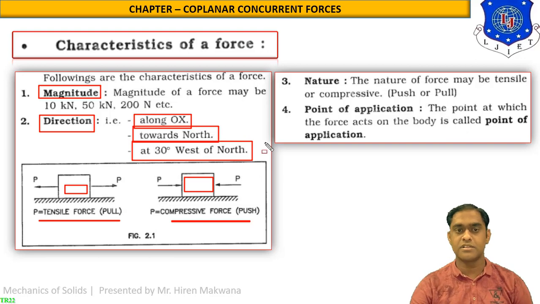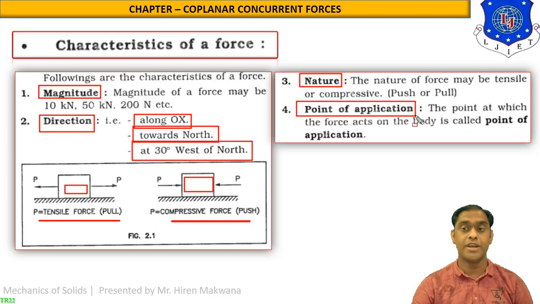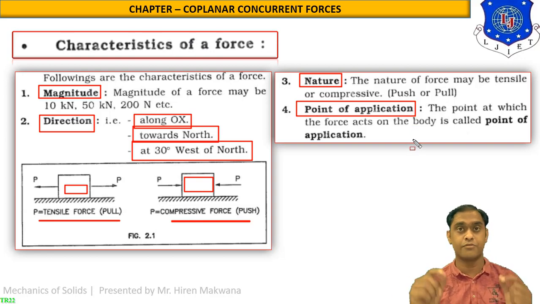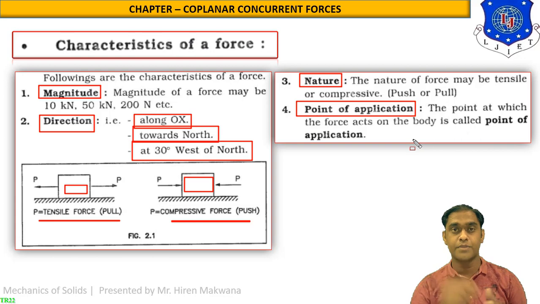The third characteristic is nature. What is the nature of the force? The nature of the force may be tensile or compressive, meaning push or pull. The fourth characteristic is point of application. The point at which the force acts on the body is called the point of application. The force can be applied at the center of the body, on one end of the body, or on the other end of the body. These are known as points of application of the force. So by these four characteristics, force can be defined.